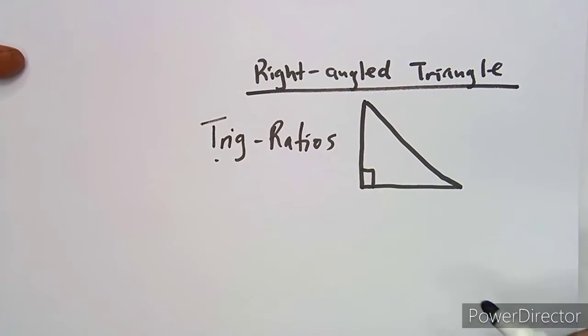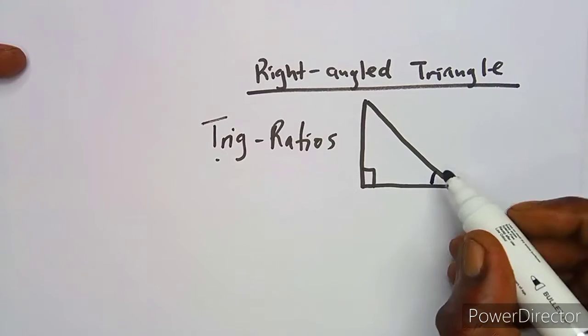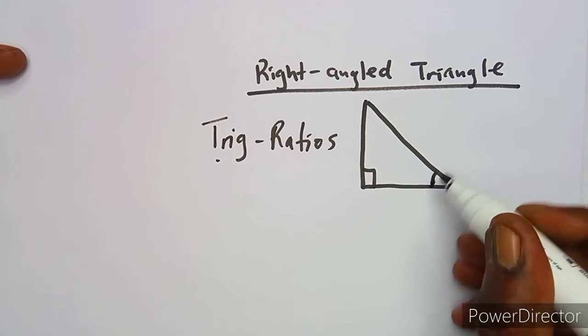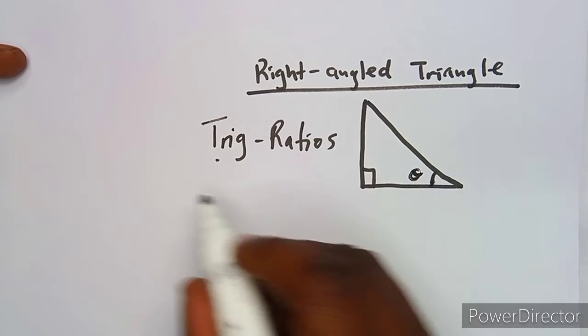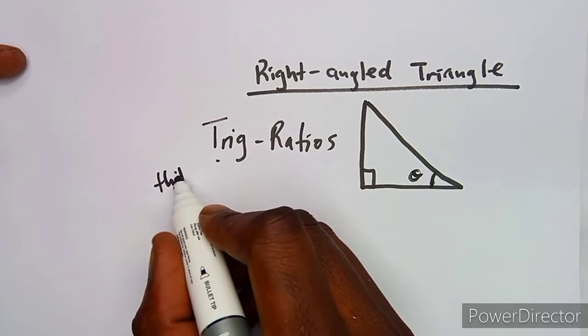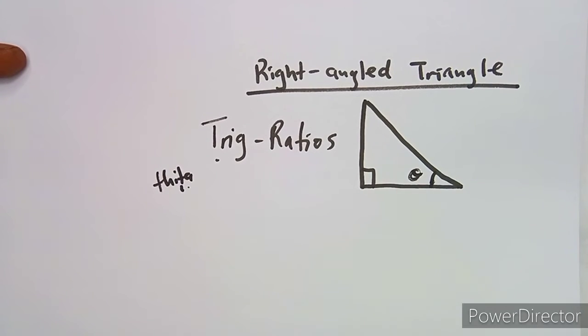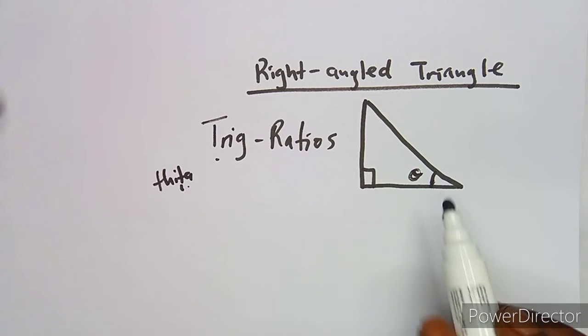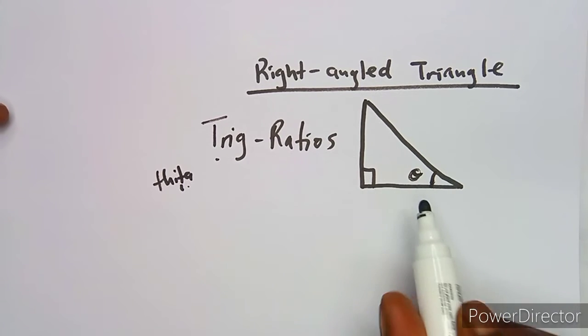So from a right-angled triangle, let's say this is the angle that you're talking about. So the angle is theta. Theta is just a Greek letter, just like X, Y, just from the Greek alphabet. So nothing to worry about.